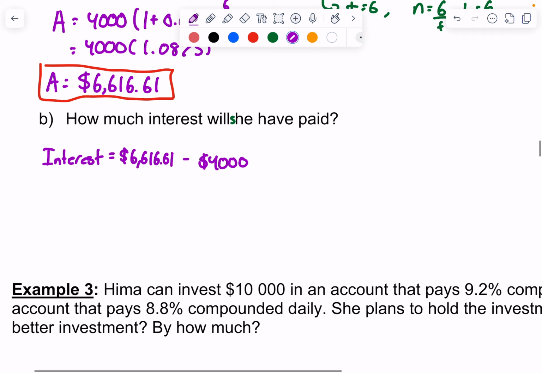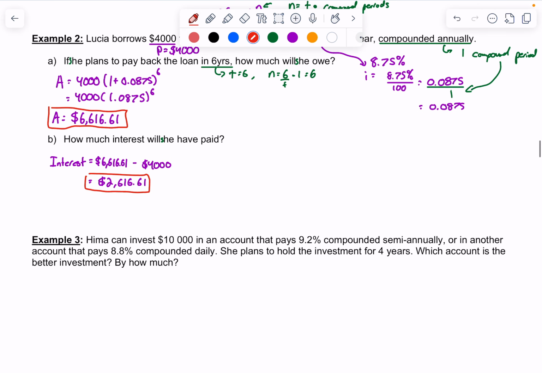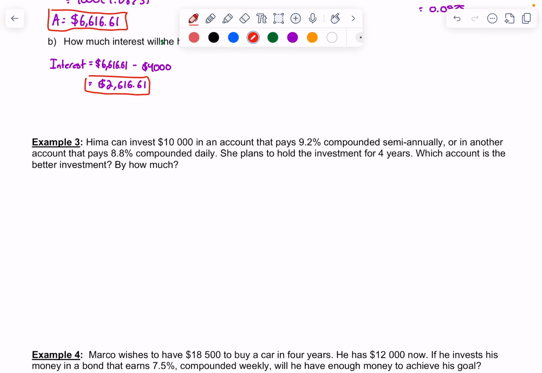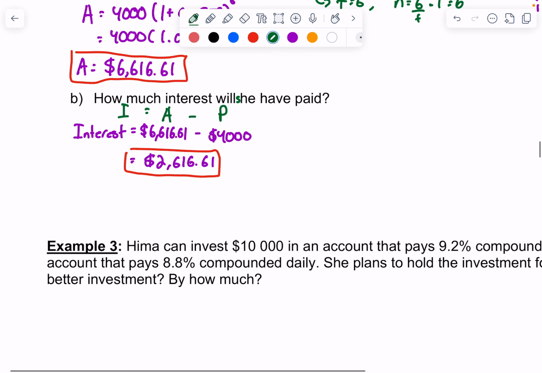well, how much of an increase is that? So subtract those two, and you would get $2,616.61 as your difference. So this is your interest, because the only thing that is making money or losing money is the interest. So how much interest will she have paid? $2,616.61. So it's always your A minus your P. That's what interest, I, equals: your future amount minus your principal.